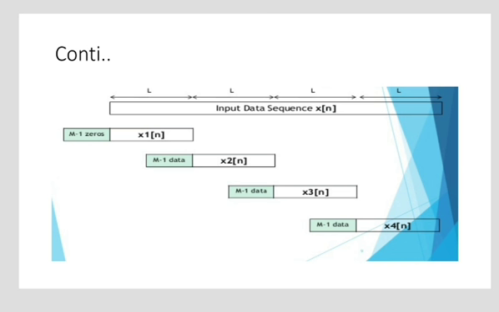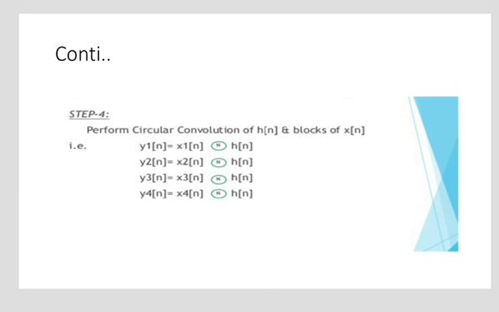So this is the input data sequence x of n, which is divided into a number of blocks of length L. Here x1 of n, x2 of n, x3 of n and x4 of n have M minus 1 data. Then the next step is to perform circular convolution of h of n and block x of n. So y1 of n equal to x1 of n circular convolution h of n. Similarly y2 of n equal to x2 of n with h of n, y3 of n is equal to x3 of n with h of n, and y4 of n equal to x4 of n with h of n.